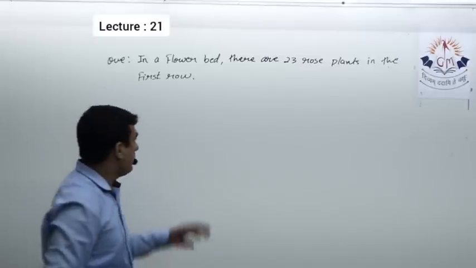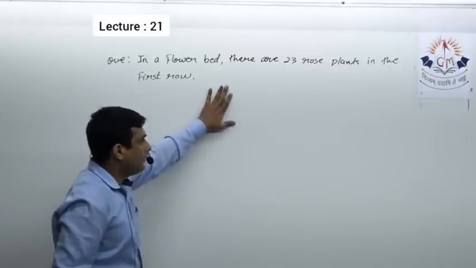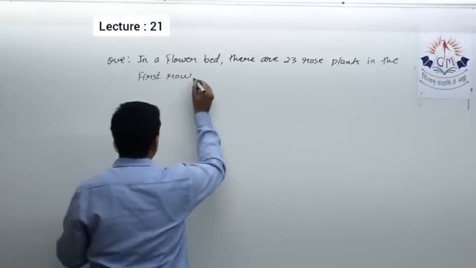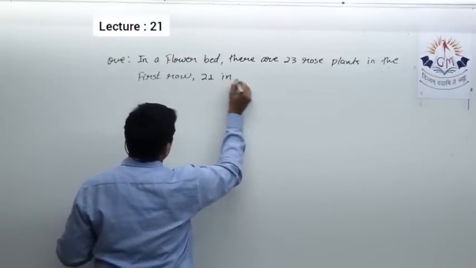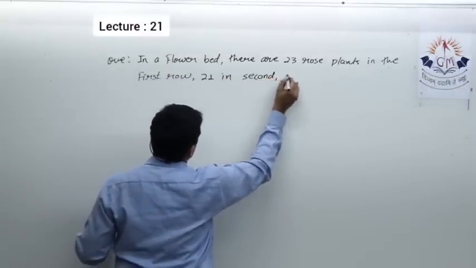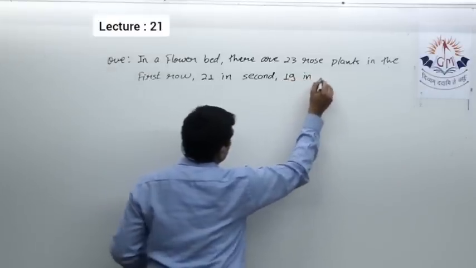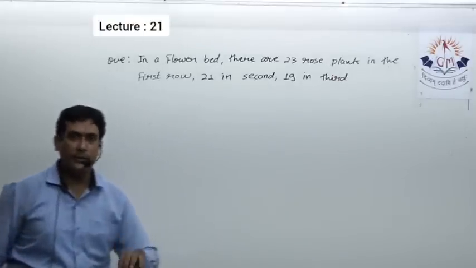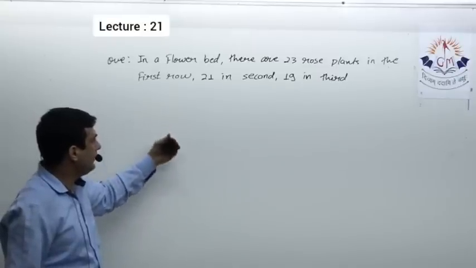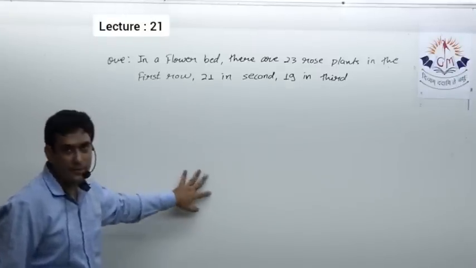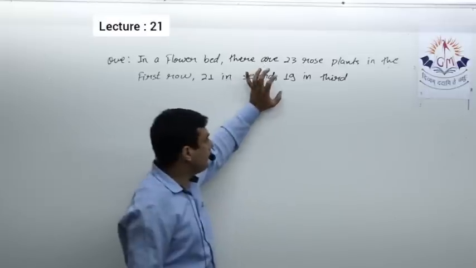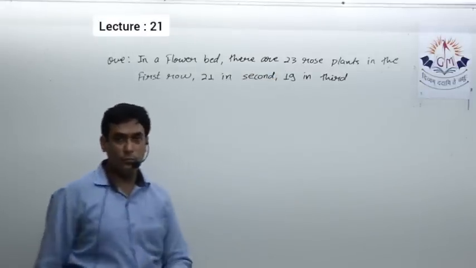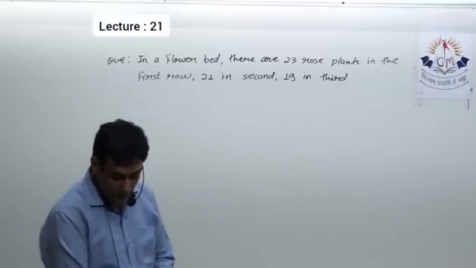There is a flower bed in which there are 23 rose plants in the first row, 21 in second, 19 in third. Up to this, if you read the question, you will get that there is an AP starting with 23, then 21, then 19. So with the help of only this much information, we can say a is 23, d is -2. However, the question is still left.